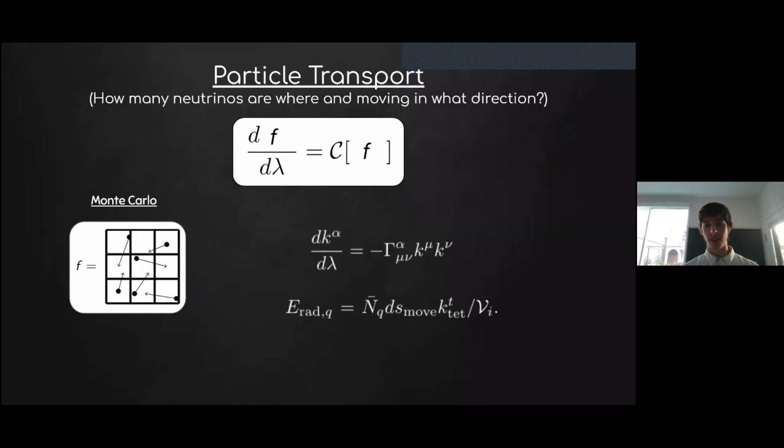The idea is that you have some distribution function which describes how many neutrinos in each location are moving in each direction. And as this DF/dλ says, it's the change in this distribution function as you move along the path of the neutrino. If there were no collisions, if this right-hand side were 0, then as you move along the path of the neutrino, obviously the number of neutrinos going along that path doesn't change because nothing's moving them. But if you do have collisions, then the number of neutrinos moving in that direction changes.